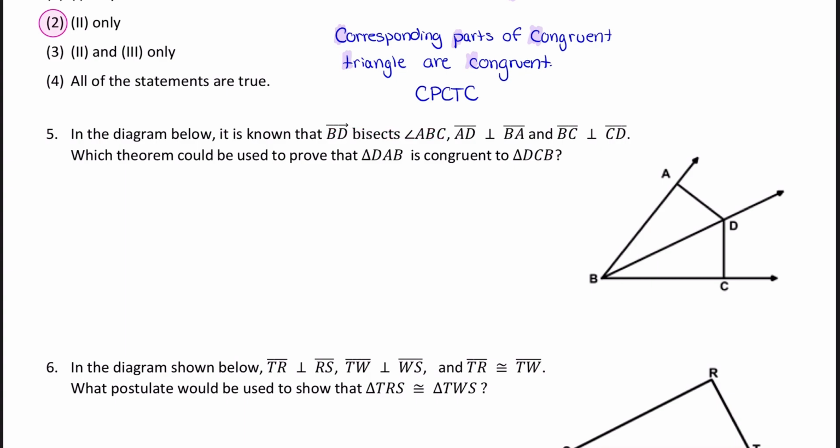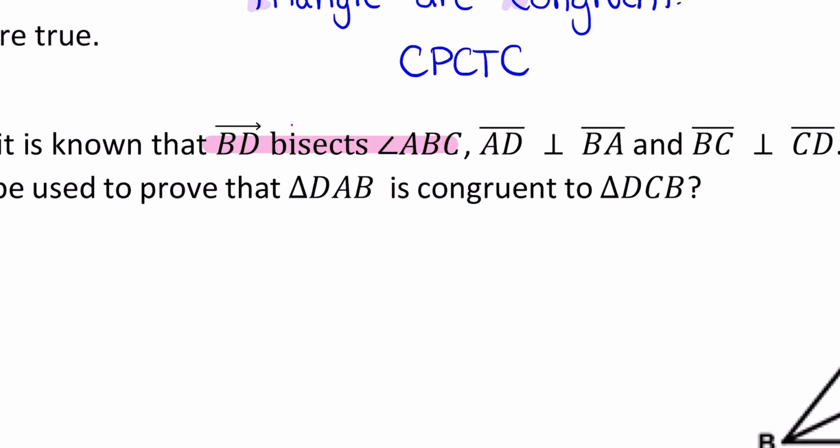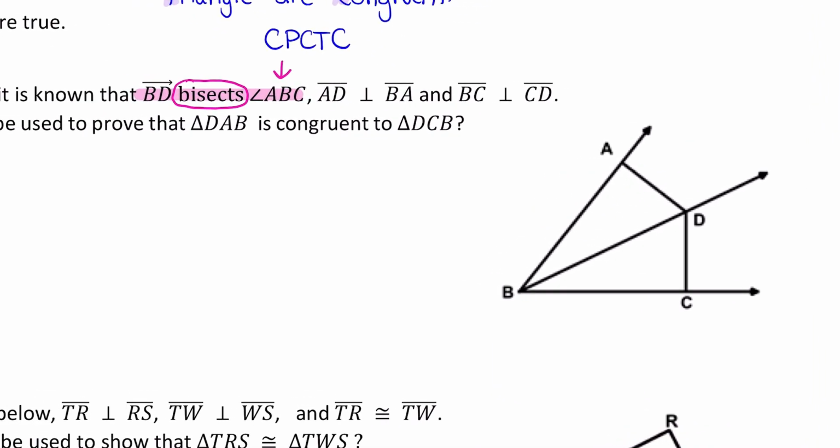Let me get a bigger highlighter here. BD bisects angle A. And let's mark that. Let's go one at a time, right? So BD bisects angle A. Again, I see that word bisect, and now I'm looking at what's being cut in half, angle ABC. So if I look at that here, angle ABC.